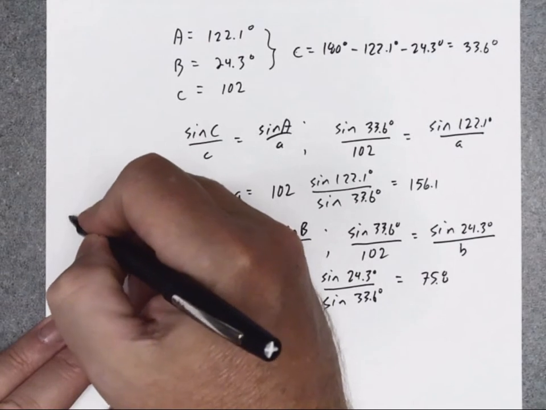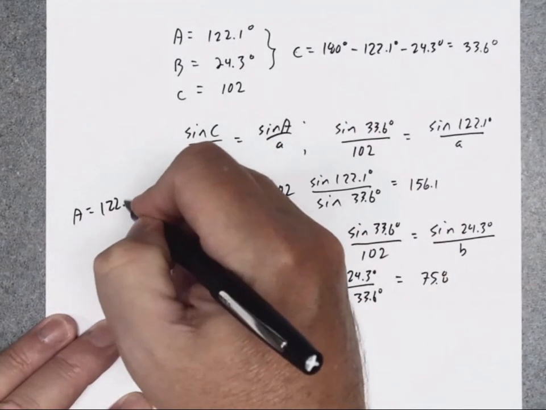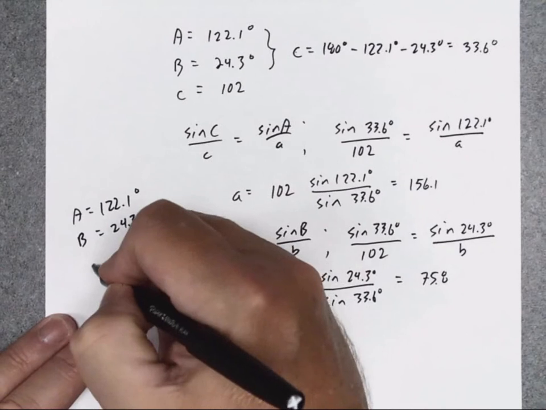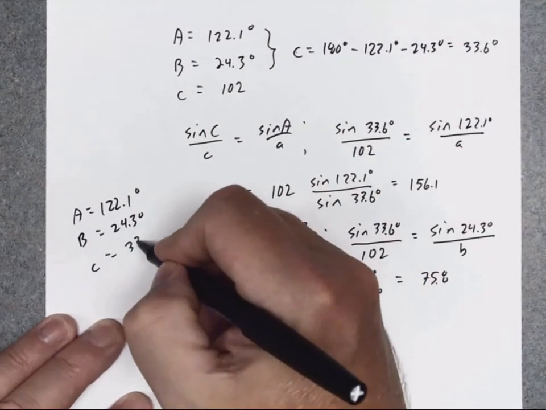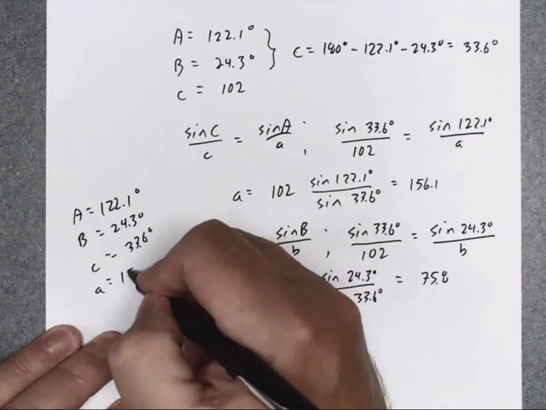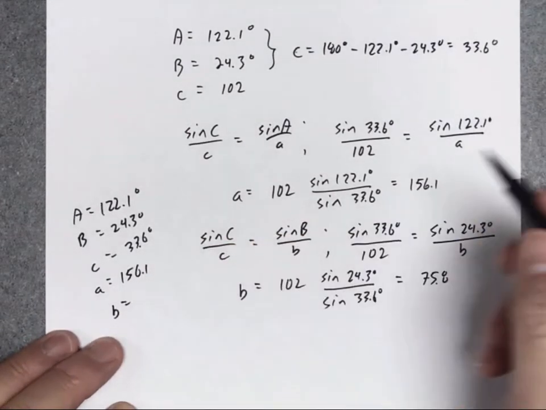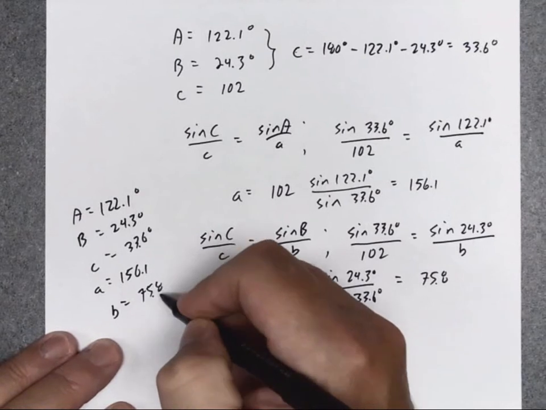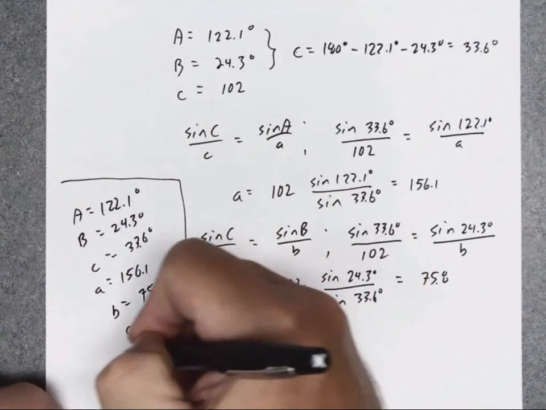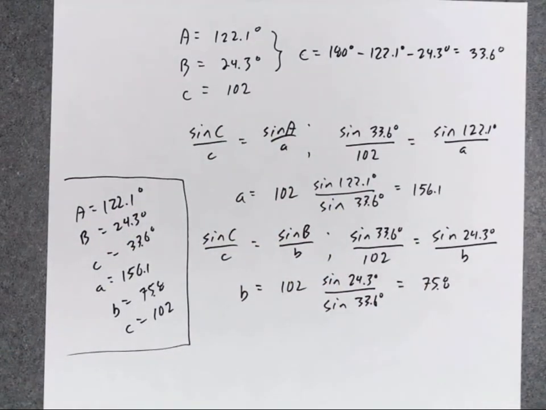So in summary, angle A is 122.1 degrees. Angle B is 24.3 degrees. Angle C is 33.6 degrees. Side A, we calculated 156.1. Side B, 75.8. And side C we were given as 102. So once again, there are the 6 parts of the triangle. All right, so not too bad. So remember, whenever you're given a triangle and you're given 2 angles and one side, it's just a pretty straightforward application of the law of sines.